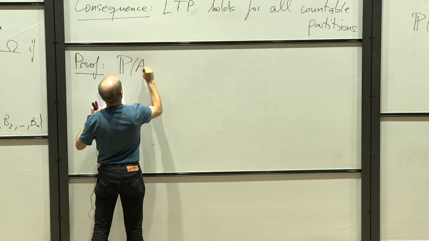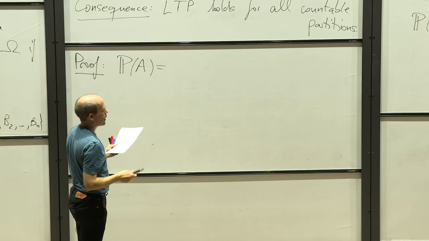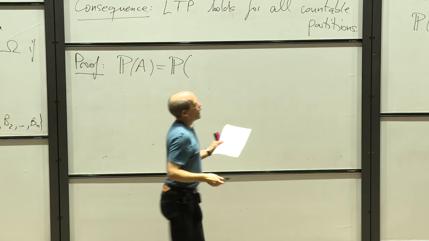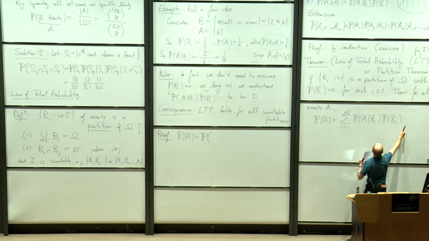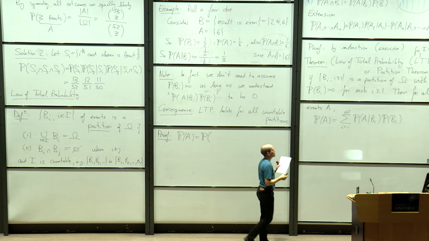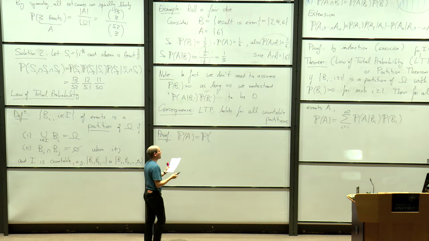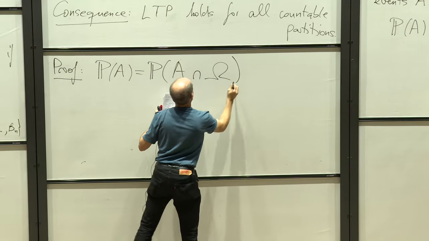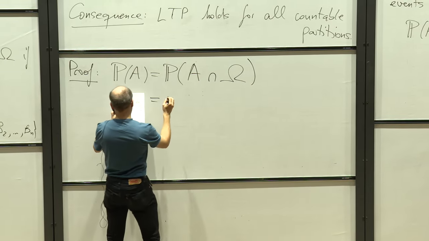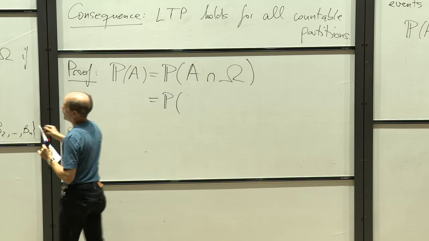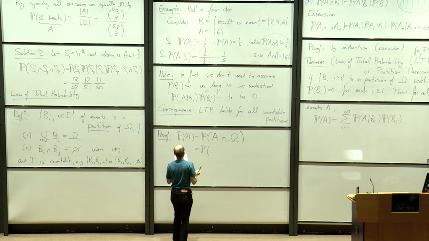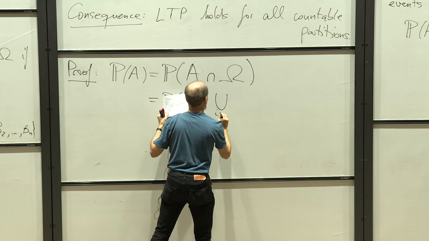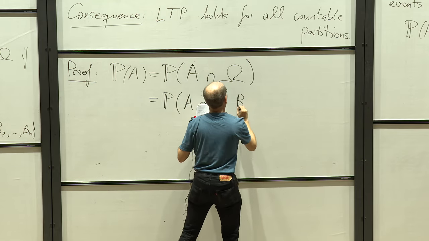I'm interested in the probability of A. How can I write the probability of A to get anywhere near the right-hand side? If I work backwards, then I can realize that this is the probability of the A intersection with Bi, and so these A intersection with Bi events somewhere appear here. How can I make them appear? I can say this is A intersection with omega, and omega, because we are starting from a partition, can be written as a union of Bi. So I have A intersection with the union, in my case, i from 1 up to infinity, of Bi.